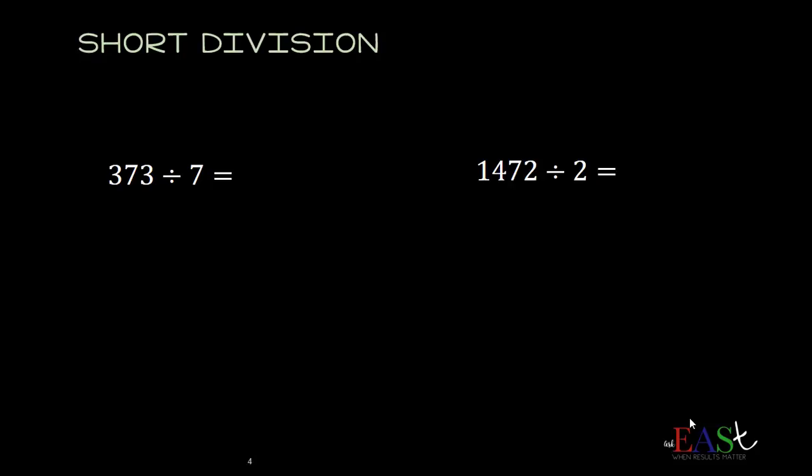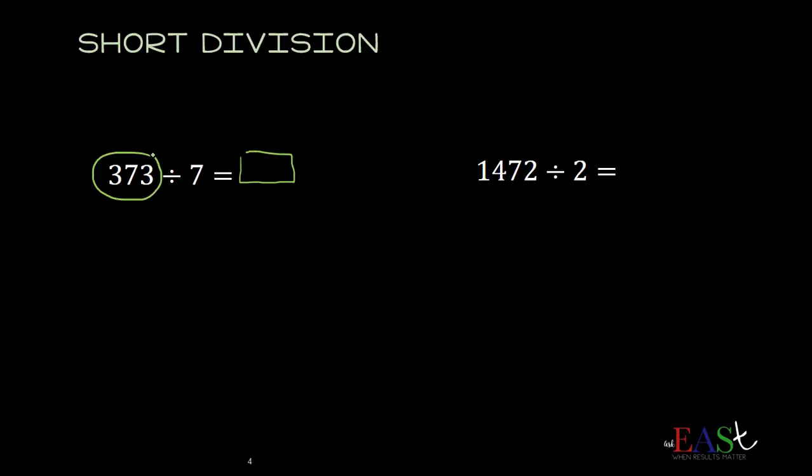We're going to look at short division. Now, knowing what we know about the different parts of a division sentence, let's see how we set this up. 373 divided by 7 equals. So we are looking for the quotient, which is the answer.